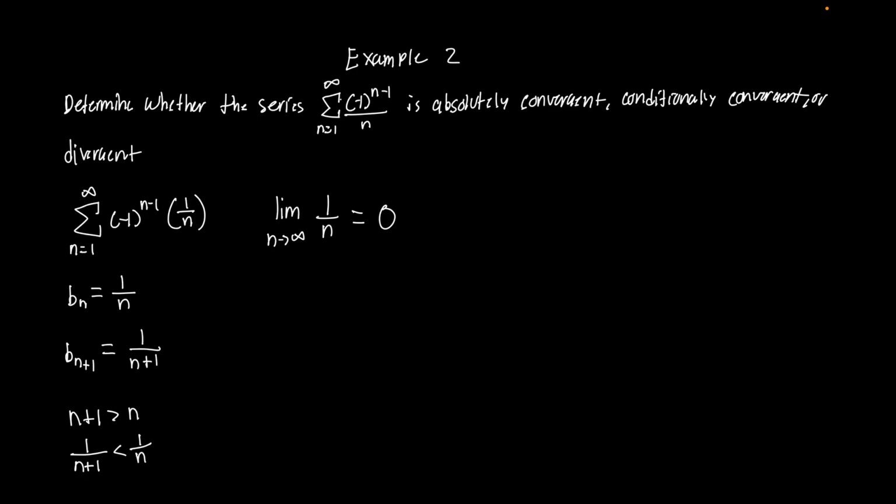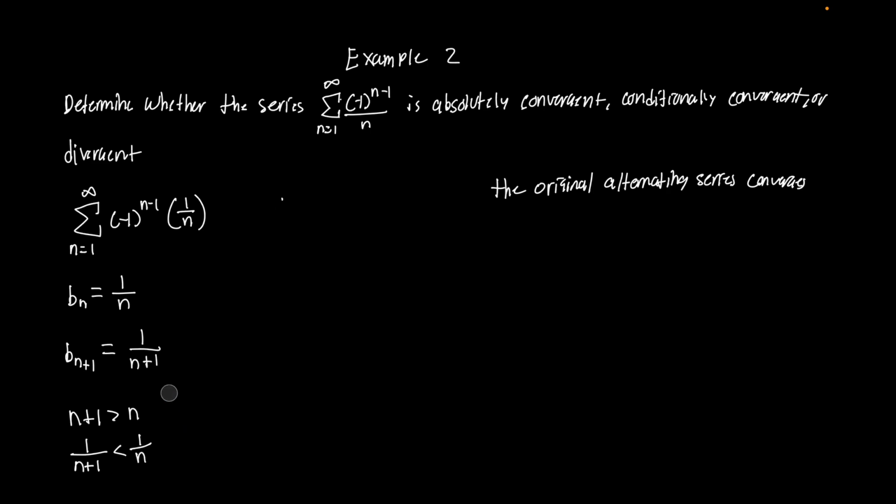So we can say that the original alternating series converges, right? We know that the limit equals 0, and we know that the term is decreasing. So I'm going to erase this, but I'm going to keep this right here. That's the arrow where the original one converges, right? Now we're going to test the absolute value one.